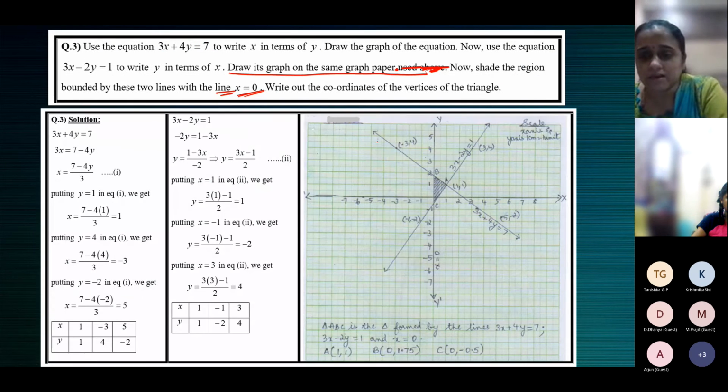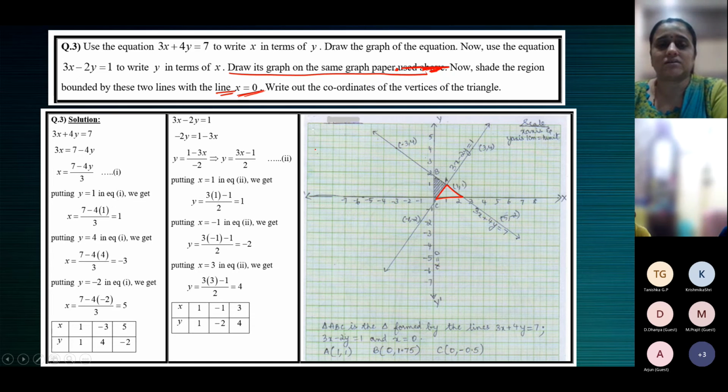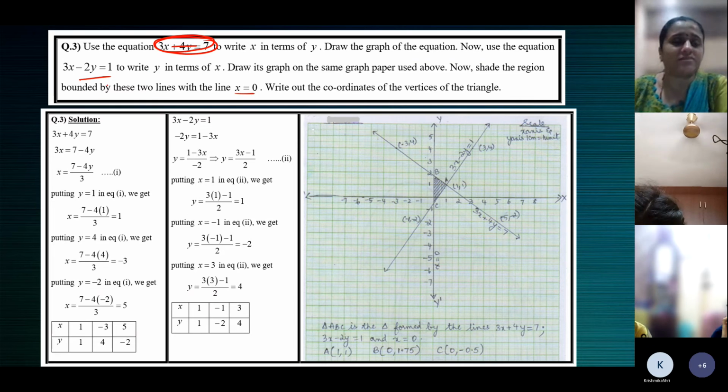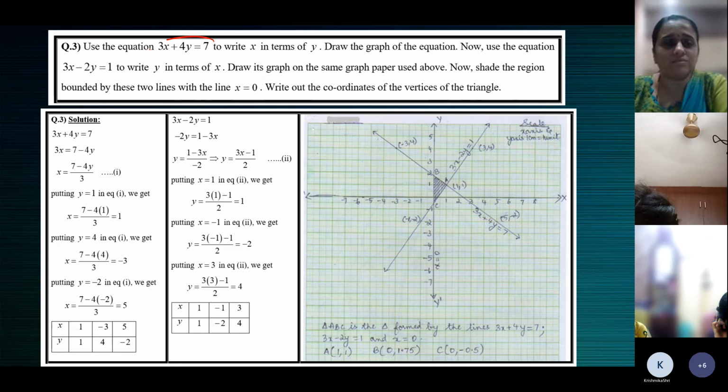So see here, watch carefully. Now, this triangle is the region bounded by the two lines and the y-axis. When we say triangle, it has three sides. Now we have three lines, right? We have 1, 2, 3 lines. So the first side of the triangle must be from this line, the second side from this line, and the third side from this line. The three sides of the triangle must be formed from these three lines.